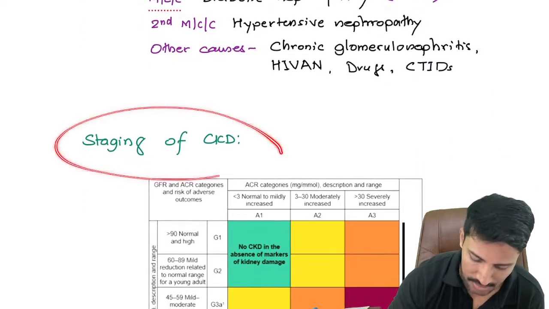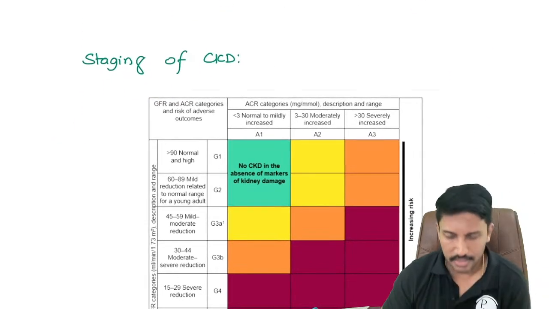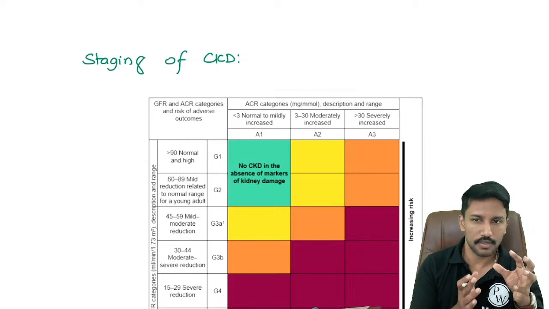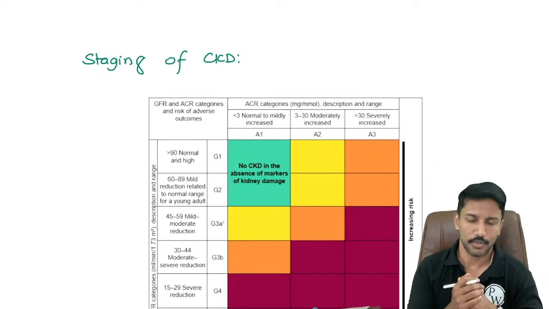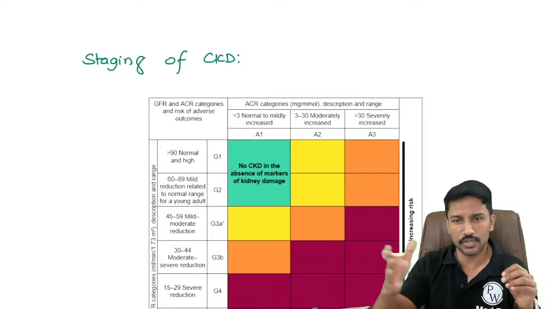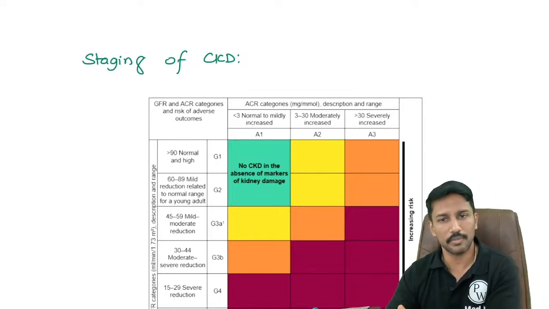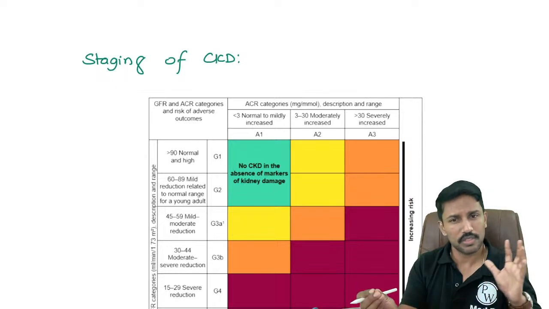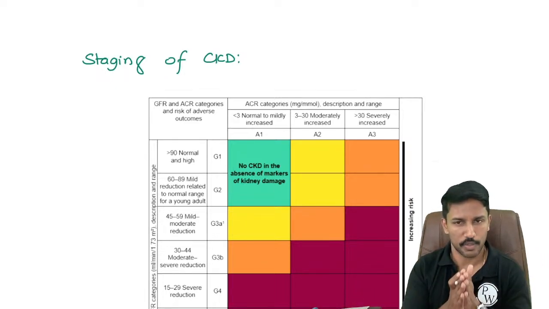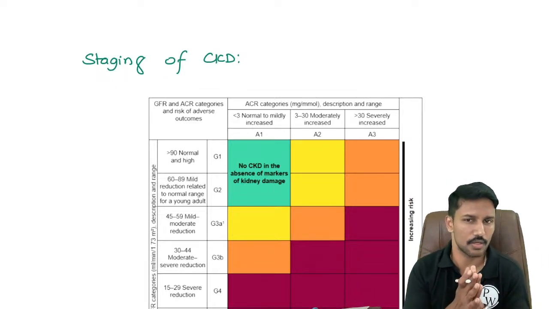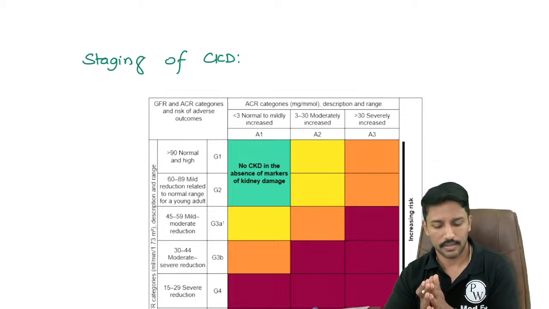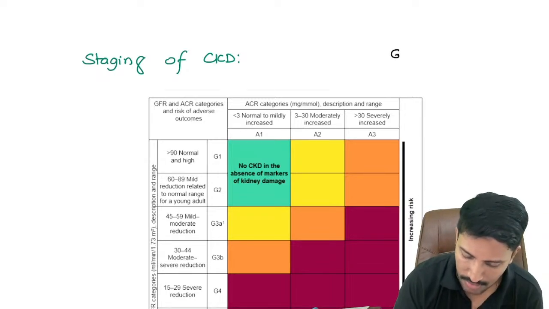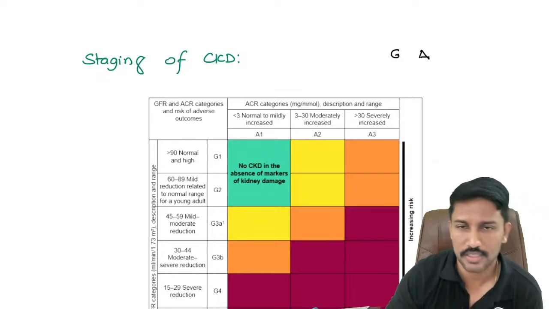Now, how do we stage CKD, right? CKD staging includes 2 dimensions. What are those? First, GFR, second, albuminuria. Because you may have normal GFR but still be losing albumin in urine, that means your kidneys are damaged. And you may not be losing protein in your urine, but your GFR is going down. That also means kidneys are damaged. So we will have 2 dimensions to the staging of chronic kidney disease, right? So every patient of chronic kidney disease will have a GFR stage and an albuminuria stage.